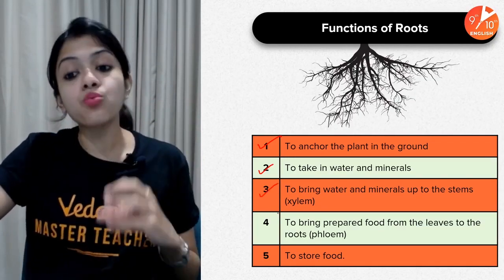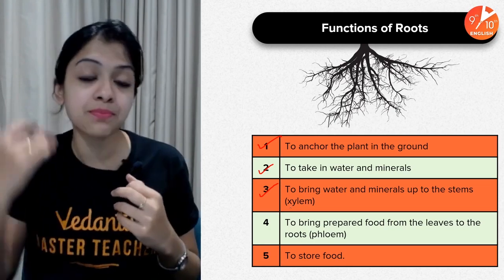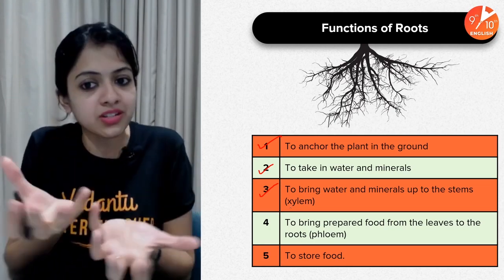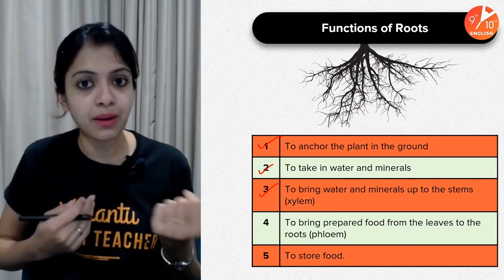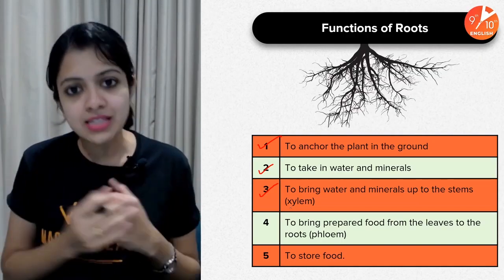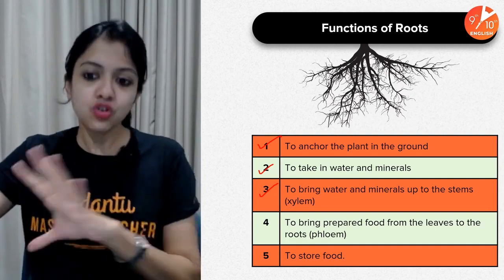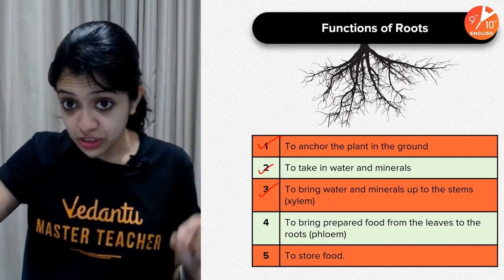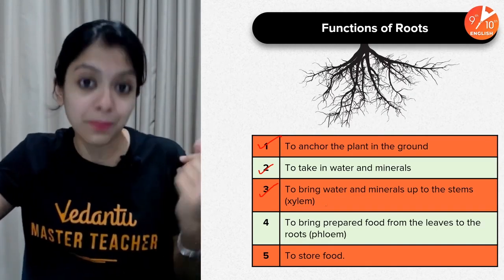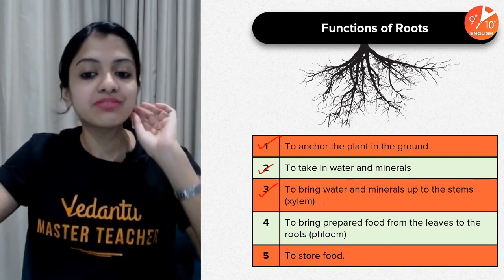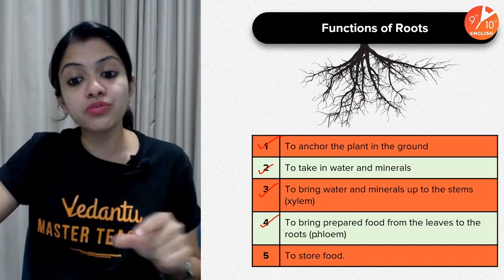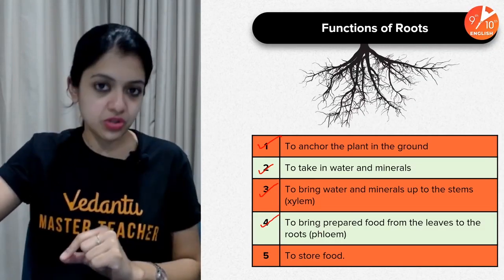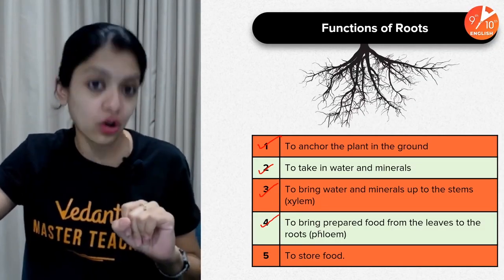Thirdly, to bring water and minerals up to the stems. How does it help if the water is just within the roots itself, right? Water has to be pushed to the upper parts of the plant by some mechanism. Only then it becomes helpful to the plant, right? So with the help of xylem tissue, your plant's roots are also able to achieve that sort of function. Then, to bring prepared food from the leaves to the roots, phloem as we call it, right?